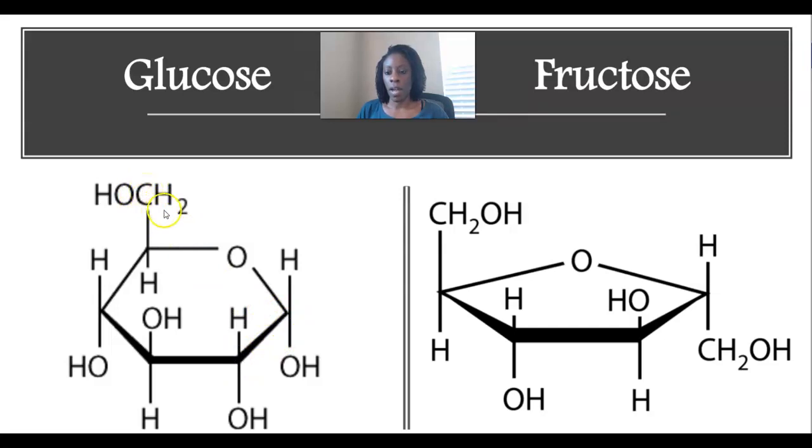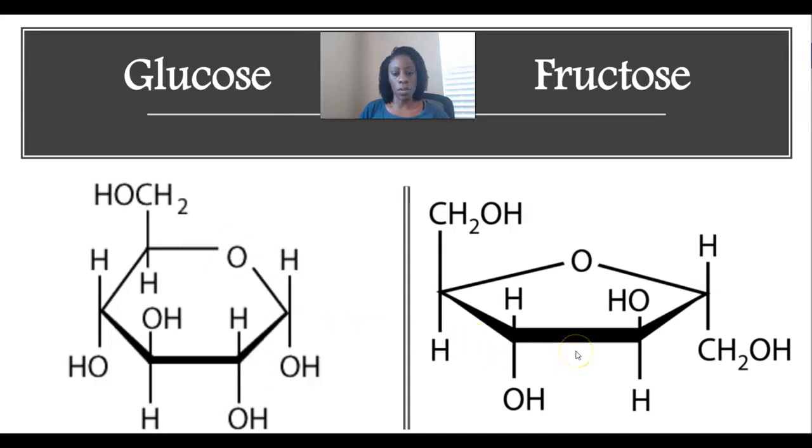All right, if we count our hydrogens, we've got 2 here, 3, 4, 5, 6, 7, 8, 9, 10, 11, 12. And then if we count our oxygens, starting up here, we've got this 1, down here is 2, 3, 4, 5, 6. So we have that C6H12O6.